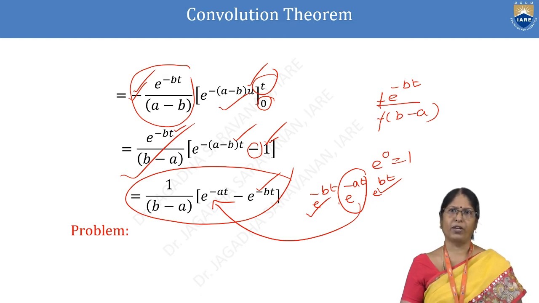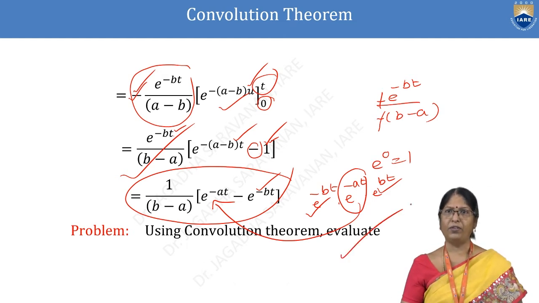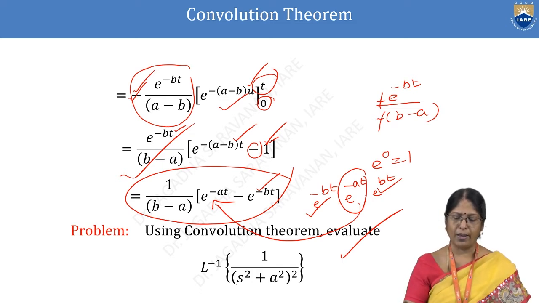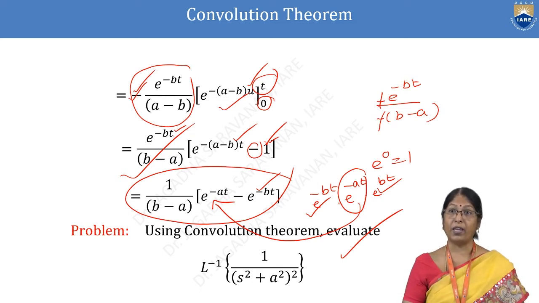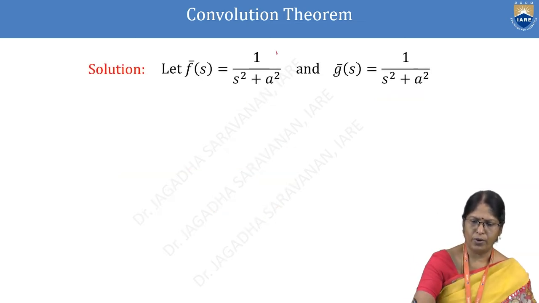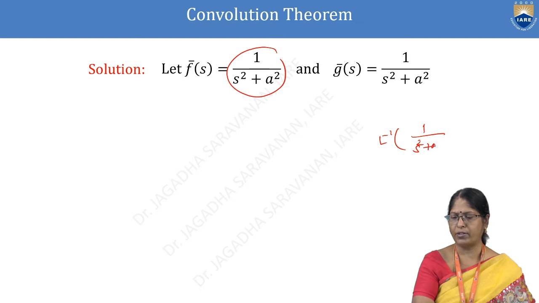One more problem we will concentrate on. That is, using the convolution theorem, evaluate L inverse of 1 by (s square plus a square) the whole square. So now the question is L inverse of 1 by (s square plus a square) the whole square.